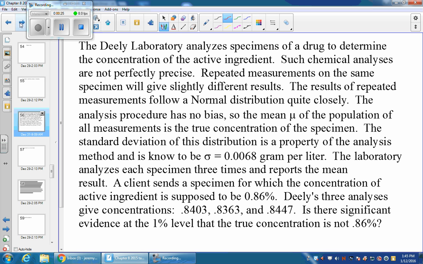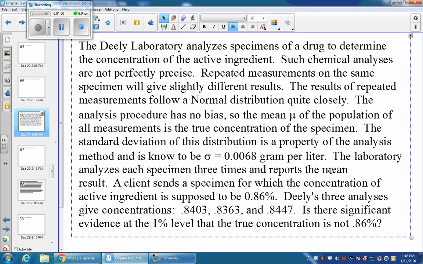The results of the repeated measurements follow a normal distribution quite closely. The analysis procedure has no bias, so the mean of the population of all measurements is the true concentration of the specimen. The standard deviation of the distribution of the analysis method is known to be 0.0068 grams per liter. The laboratory analyzes each specimen 3 times and reports the mean result. The client sends a specimen for which the concentration of the active ingredient is 0.86%. Dealey's 3 analyses give these concentrations. Is there significant evidence that the true concentration is not 0.86%?